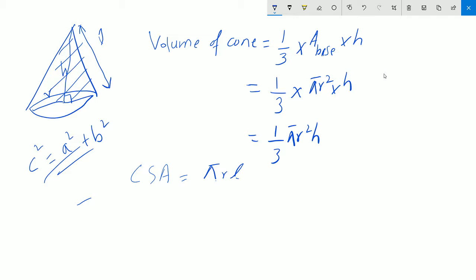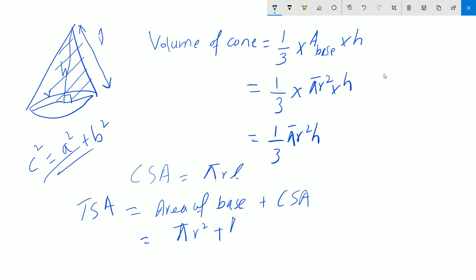To calculate the total surface area, including the circular base, we use the formula: total surface area of cone equals the area of the circular base plus the curved surface area that we calculated before. So this gives us the area of base, which is basically a circle, pi r squared, plus pi r L.